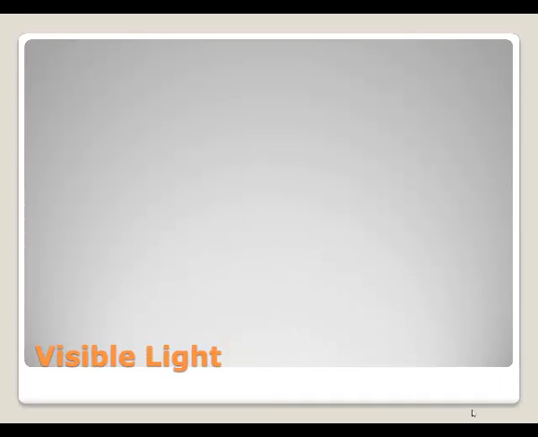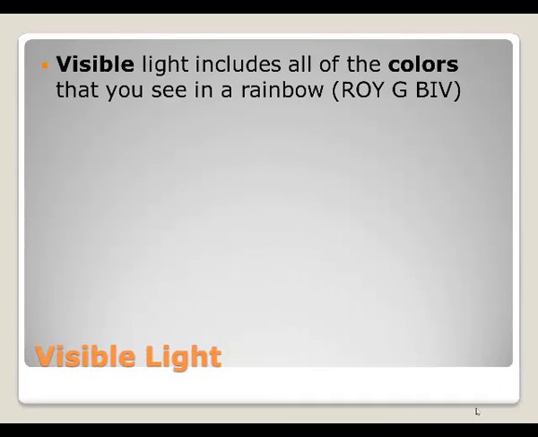Visible light. Visible light is all of the colors that we see. Roy G. Biv: red, orange, yellow, green, blue, indigo, and violet. All of these are the colors that we interpret with our eyes.